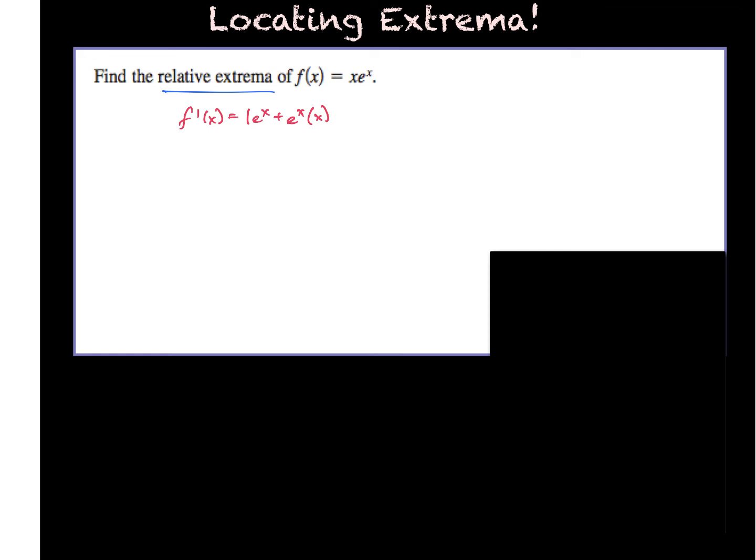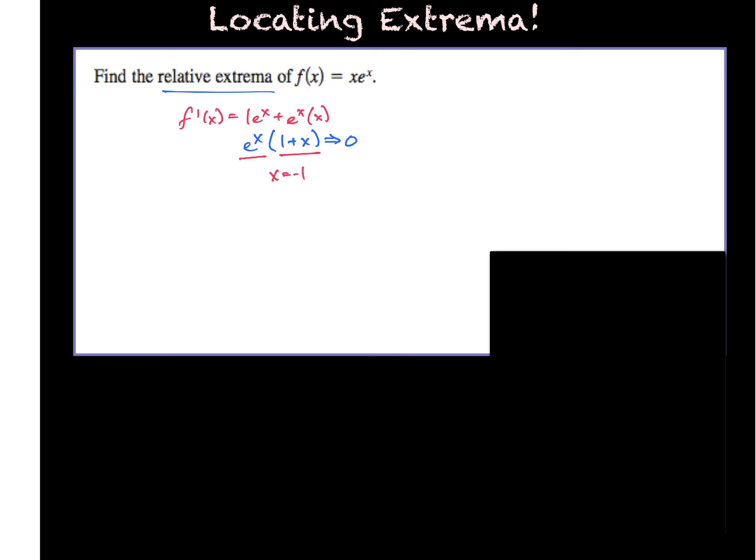But what could I do before I even set it equal to 0? I can factor out what? e to the x. So I'm going to factor out e to the x. And then I have 1 plus x. And I'm going to set that equal to 0. Now, this e to the x thing, is that ever going to be 0? No, it will never be 0. So I can't actually set that equal to 0. It won't do me any good. So now I set 1 plus x equal to 0. So when do I get it? I get x equals negative 1. That is my critical number.